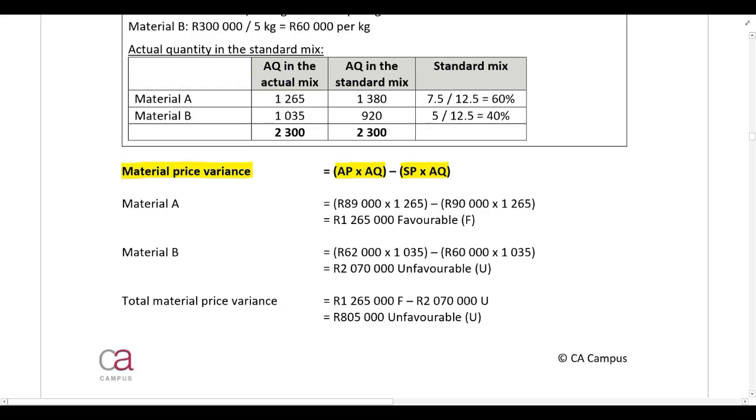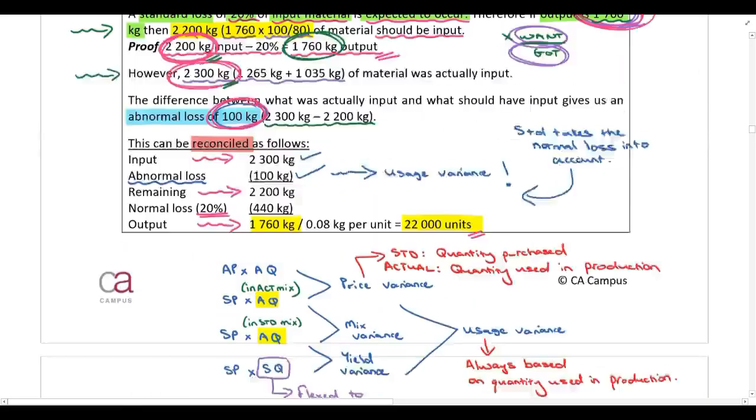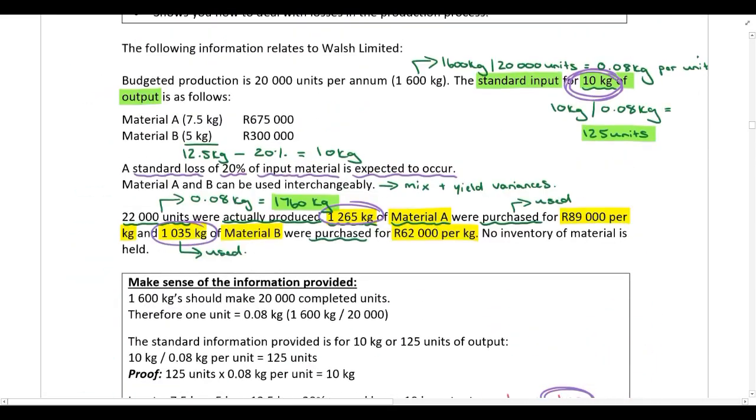But we calculate the price variance by comparing the actual price and the standard price. The quantity remains the same. The only thing that I just want to add here is this is the actual quantity in the actual mix. All right, you'll see that ties into what we just wrote down. All right, so for both material A and material B, we need the actual price, the actual quantity, and the standard price. All right, so let's just clean this up a bit over here.